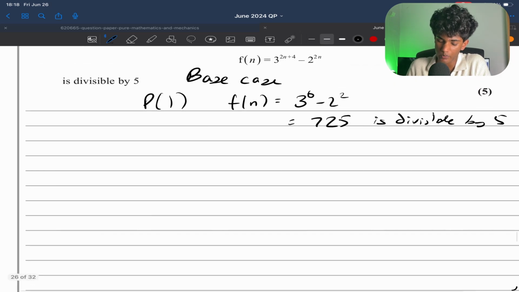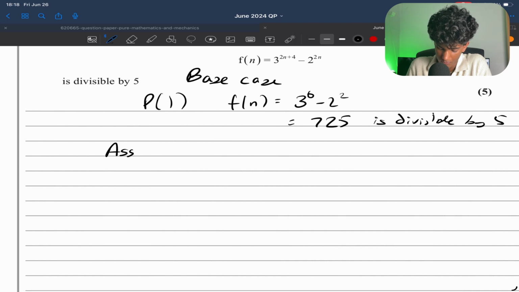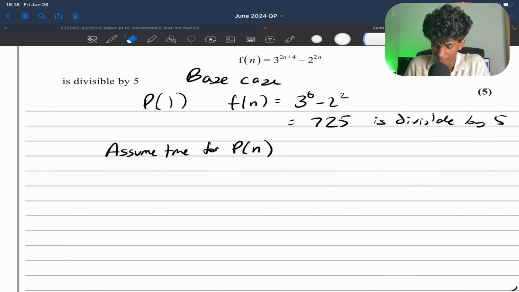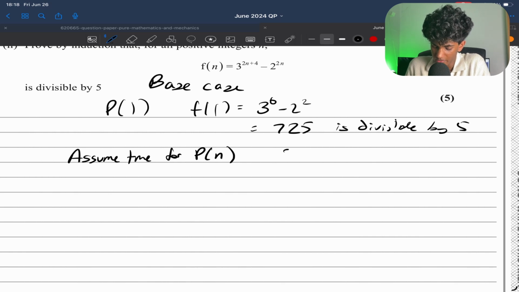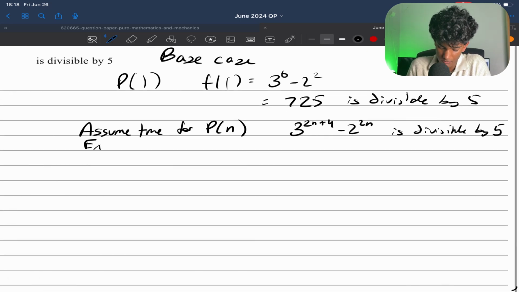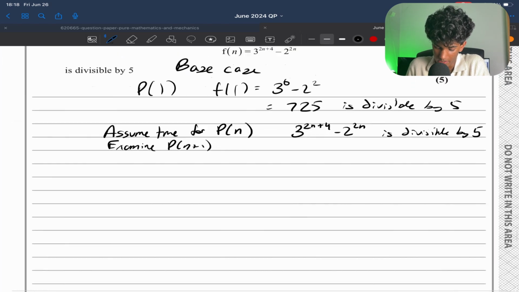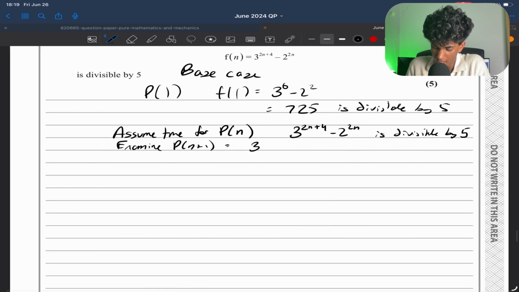Now, same process, we assume true for p of n. Okay, that should actually be f of 1. We assume true for p of n. So, 3 to the 2n plus 4 minus 2 to the 2n is divisible by 5. Now, let's examine p of n plus 1. So, p of n plus 1 is 3 to the 2n plus 6 minus 2 to the 2n plus 2.